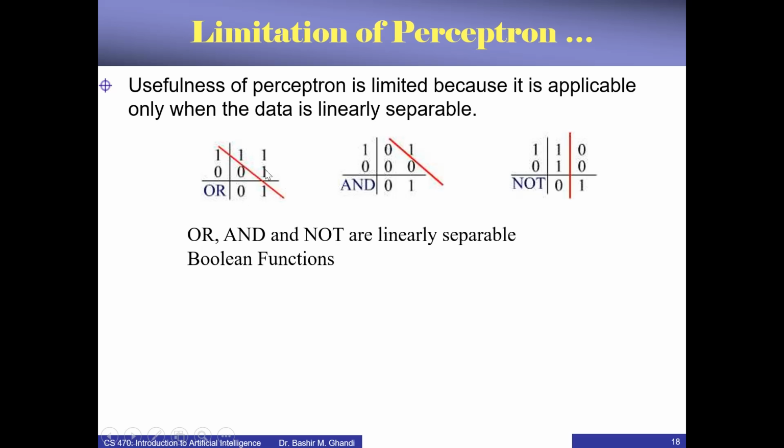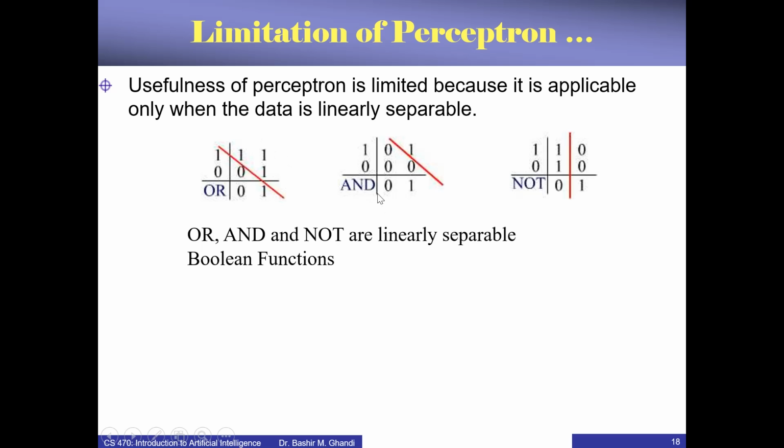1 or 1 will give you 1. It is only 0 or 0 that will give you 0. So these are the points that you're going to plot. And clearly you can draw a straight line to separate the ones and the zeros. And because you can do that, the OR function is said to be linearly separable.